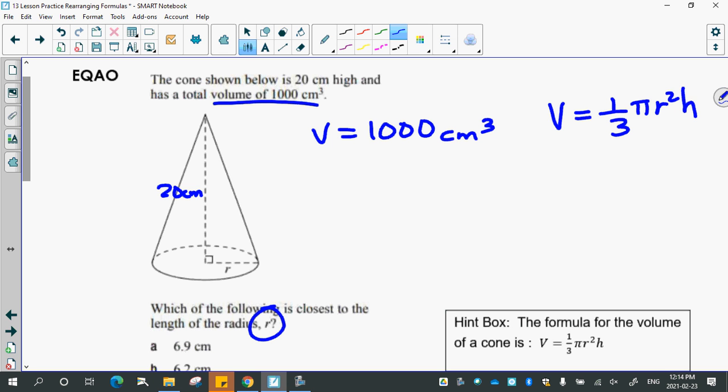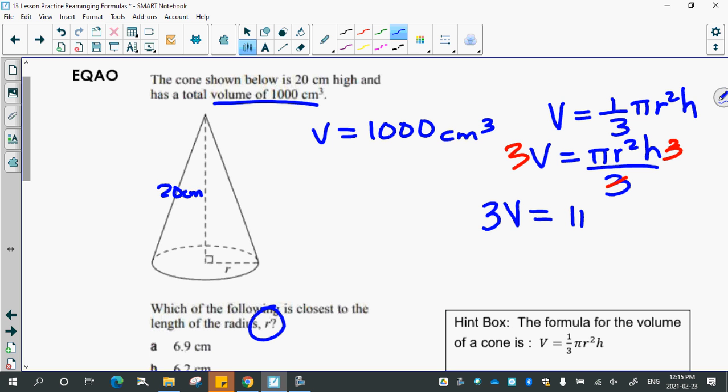So I've got some people, what's the first step? So the first step for me would be rewriting it as pi r squared h over 3. And I want to get r equals, because I want to find the radius. So what would I do next? Reese? Times it by 3. Times it by 3? Yes. So 3 times V equals pi r squared h.